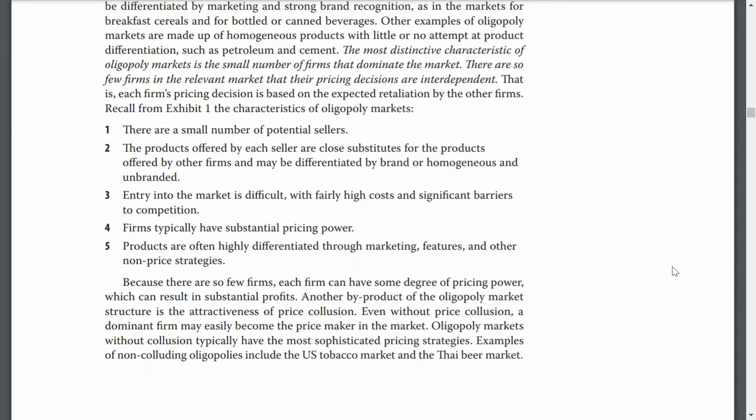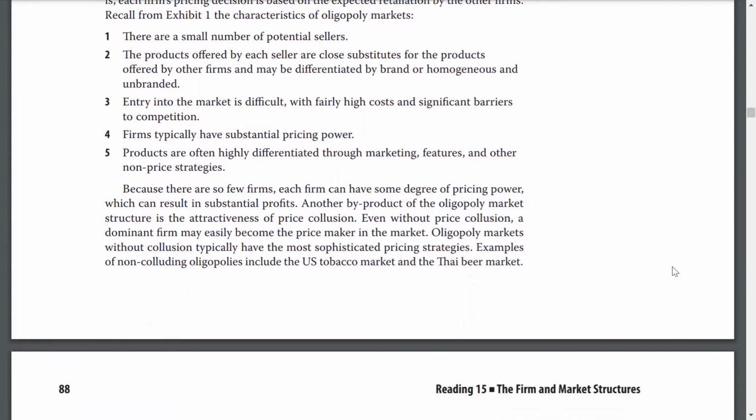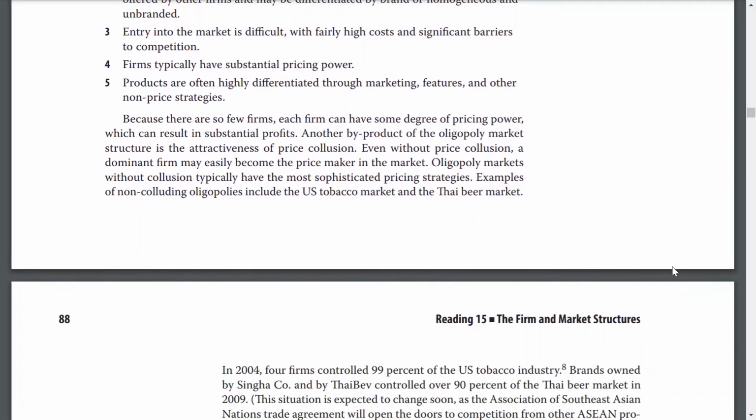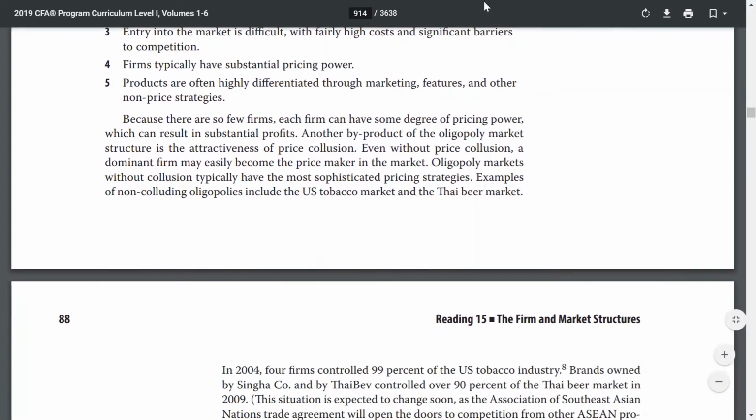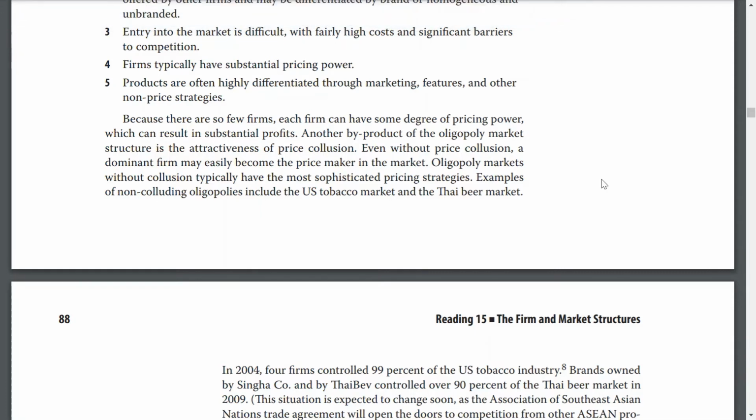Because there are so few firms, each firm can have some degree of pricing power, which can result in substantial profits. Another byproduct of oligopoly market structure is the attractiveness of price collusion. Even without price collusion, a dominant firm may easily become the price maker in the market. Oligopoly markets without collusion typically have more sophisticated pricing strategies. Examples of non-colluding oligopolies include the U.S. tobacco market and the Thai beer market.